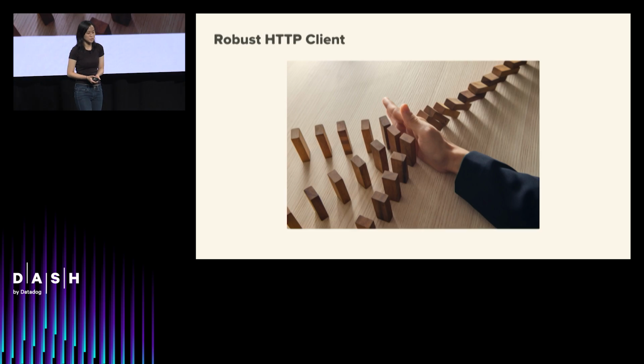SOA attempt number 1. Our goal: power the first endpoint in Airbnb entirely through services. So we started building out services, and what we realized was that we were missing the frameworks and tooling to really support service development. So one of the first things we started investing in instead was a robust HTTP client.